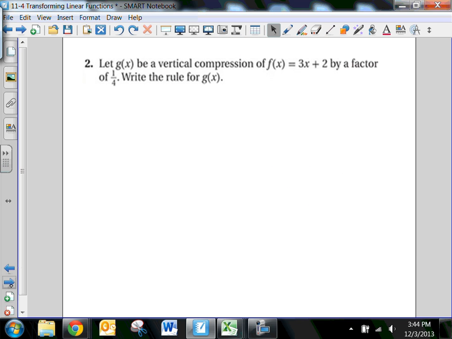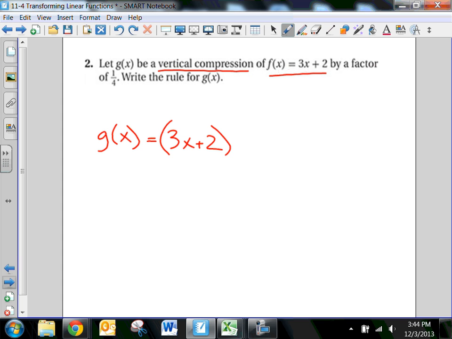And then let's let our next one be, this says let g of x be a vertical compression of f of x equal to 3x plus 2 by a factor of 1/4. Okay, write the rule for g of x. Okay, so for this problem, I'm going to start off by writing g of x is equal to 3x plus 2, and I know that when I do a vertical compression that's going to be outside the parentheses. So I'm going to multiply the whole thing by 1/4. Okay, the whole entire problem by 1/4.